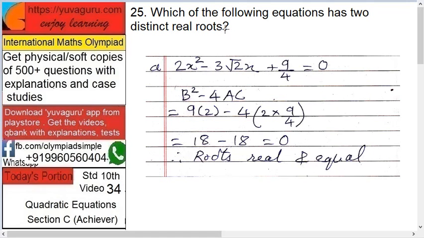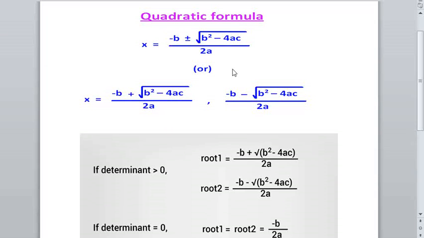Two distinct real roots. Distinct means there should be two separate real roots. Means what? See, these are the roots of a quadratic equation: x equals minus b plus or minus root of b square minus 4ac upon 2a. Now this is known as a discriminant, and this discriminant or determinant, any word can be used.